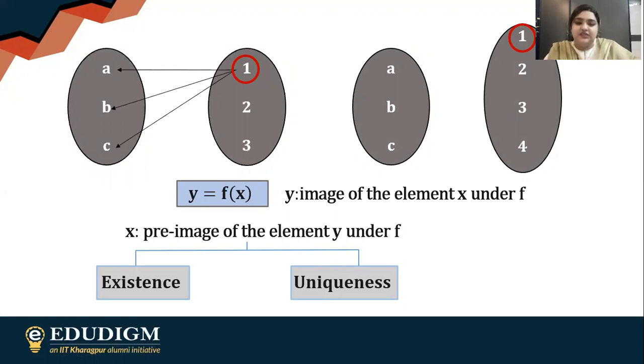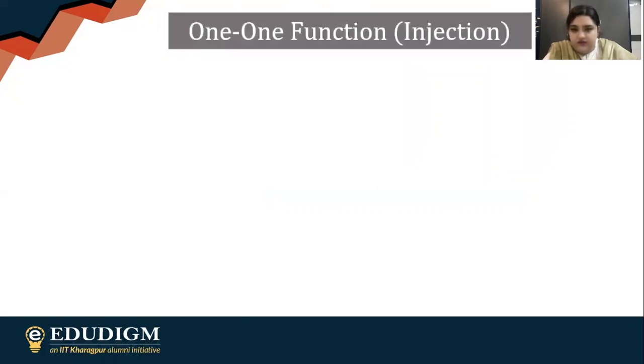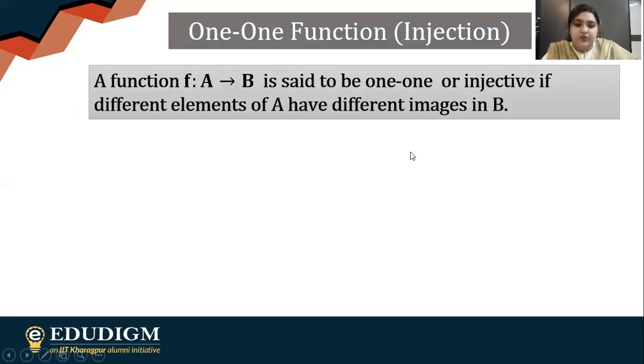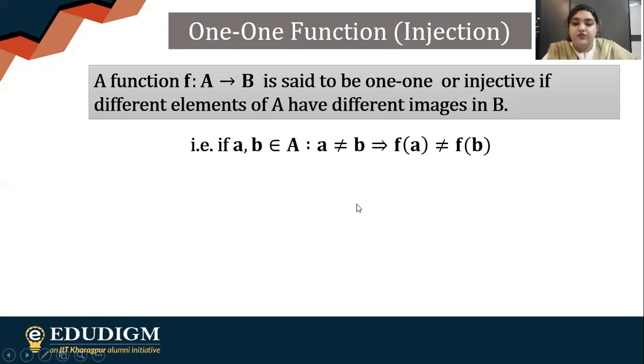So let's get started. In this video, I'm going to talk to you about one-one function, which is one classification of function. What does it mean? Look at the name again: one-one. A function is one-one or injective if different elements of A have different images. So if you have two different elements, they cannot have the same image.